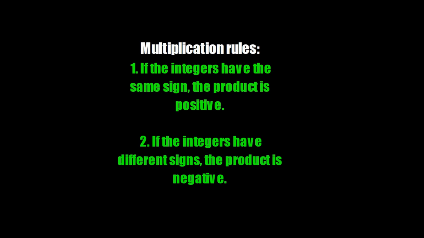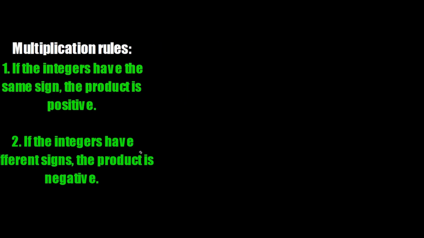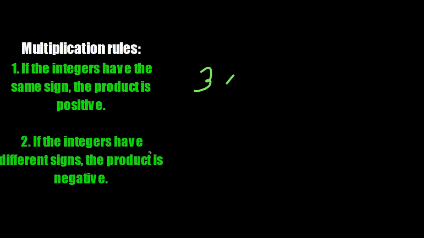For rule number 1, let's say for example you have 3 times 4. We all know this is positive 3 and 4, so that means the outcome will be a positive 12.